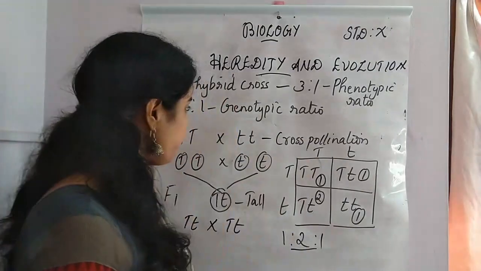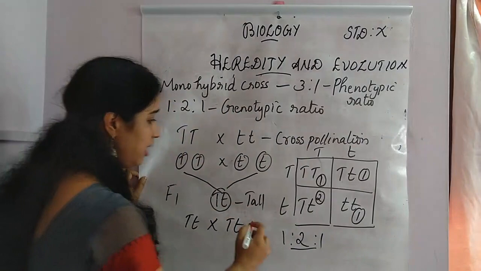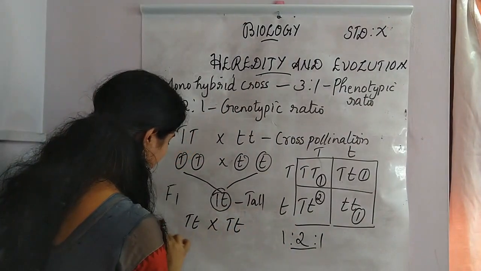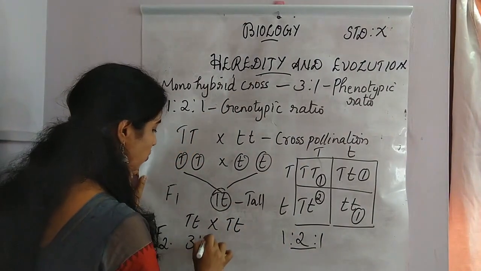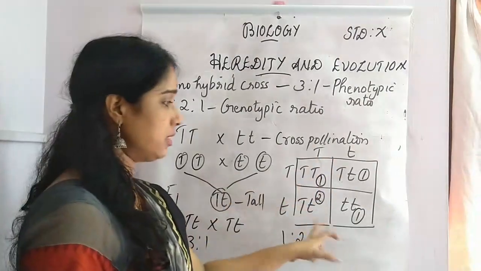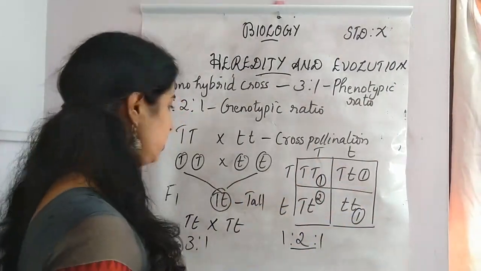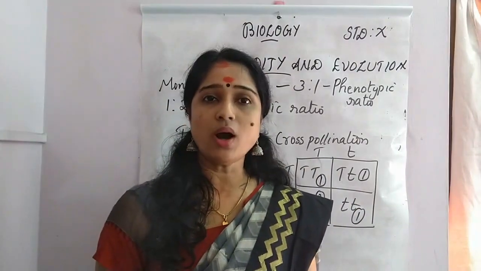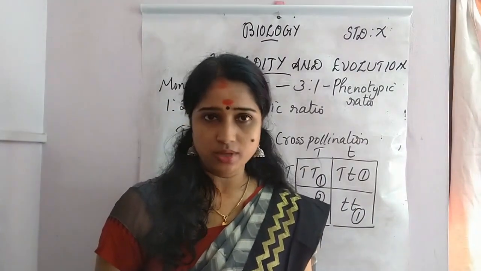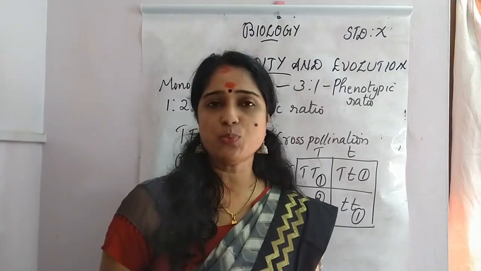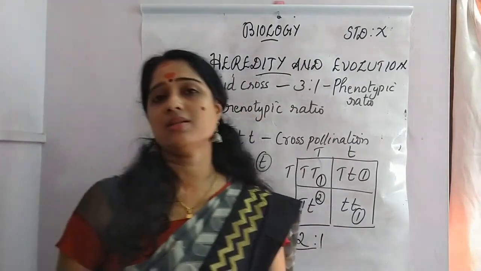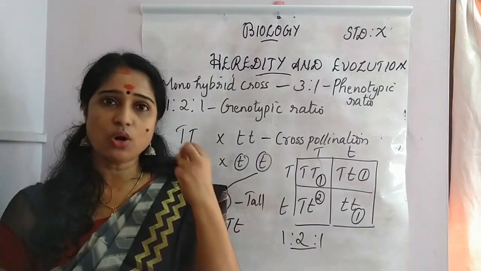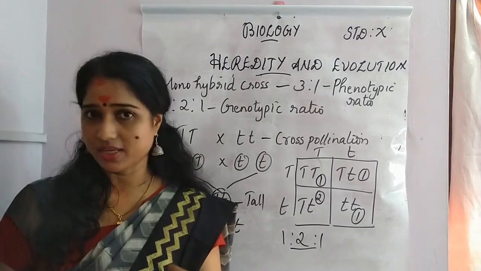Clear? Yes. So the second generation is the F2 generation only. Mendel got the ratio 3:1 after doing this crossing. That is the phenotypic ratio. 1:2:1 is the genotypic ratio. Clear? This is how Mendel explained how characters are transmitted by selecting only one pair of contrasting characters.